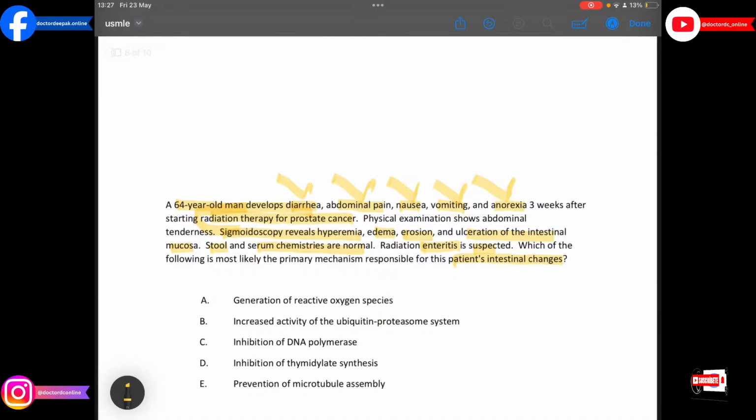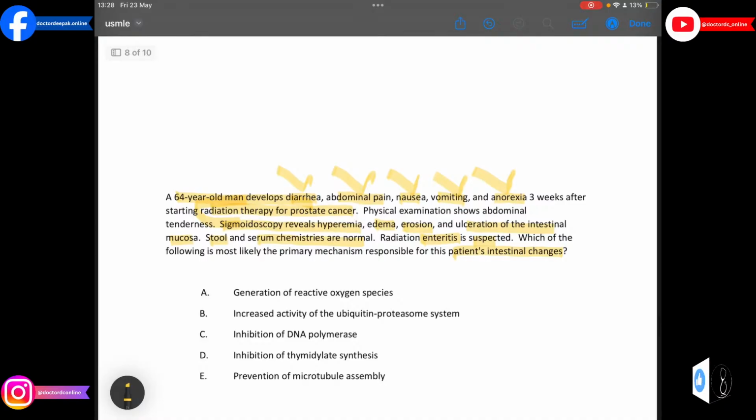And in these, radiation-induced DNA damage impairs mitosis and initiates apoptosis of susceptible cells, including the intestinal crypt stem cells and other highly proliferative cells like cancer cells and hematologic cells, and necrosis.